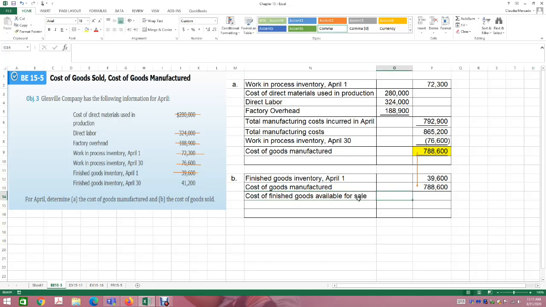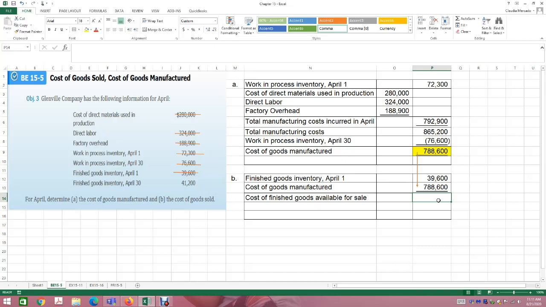This is what we have sitting in our warehouse that we can sell to our customers. We're going to add those two numbers together. That gives me $828,800. Now out of everything that we have sitting in our warehouse, we need to figure out how much did we actually sell. Well, we have $828,200 available to be sold.